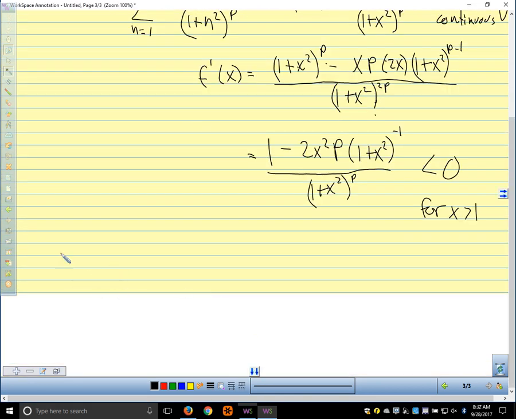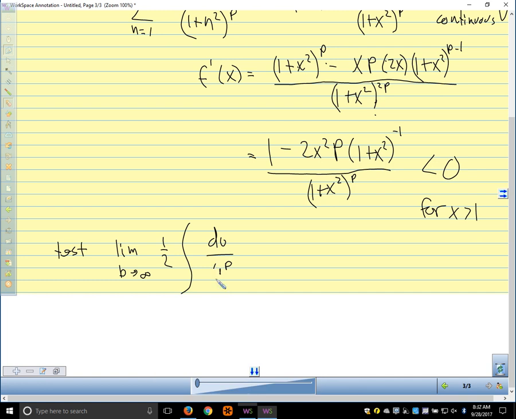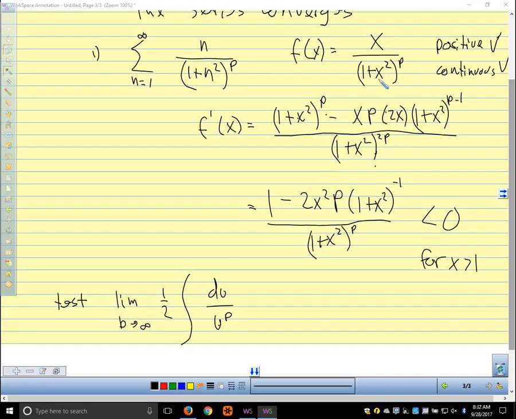Now we have to take the integral. We're going to take the limit as b approaches infinity. We have 1/2 the integral of du over u to the p, where u is 1 plus x squared. So this is 1/2 the limit as b approaches infinity of 1 over 1 minus p times u to the 1 minus p, evaluated from 1 to b.